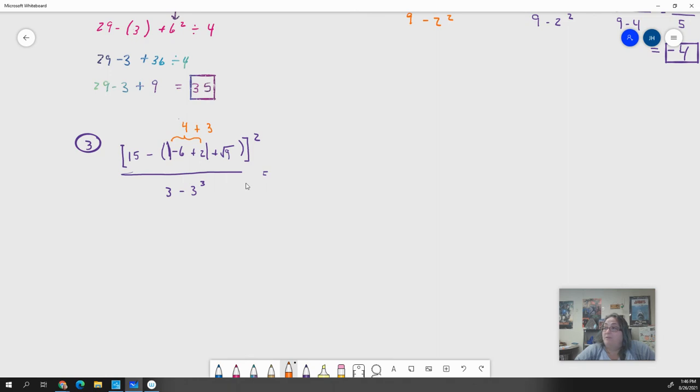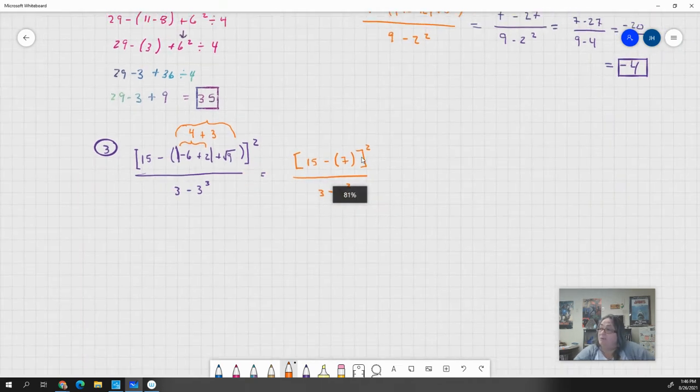Now this is our next grouping, right? So what are we looking at now? I've dealt with this whole grouping right here, right? It's giving us that 4 plus 3 raised to the square. So let's rewrite what we've got. We've got 15 minus 4 plus 3, right, which is 7, times the bracket squared over 3 minus 3 cubed, right?